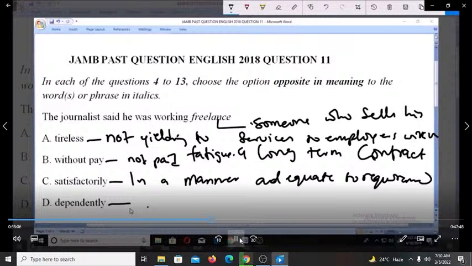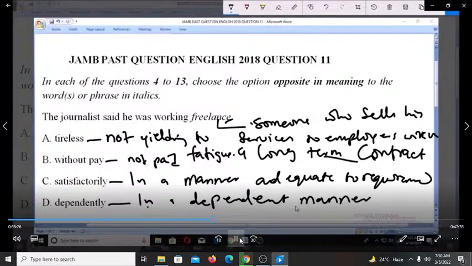Then, but dependently simply means in a dependent manner. Like you're dependent on something, like you fulfill your contract. So unlike freelance, that means that you're not into any long-term contract. Dependent simply means that you're dependent on a contract. So you can see that freelance is the direct opposite of dependently in this.